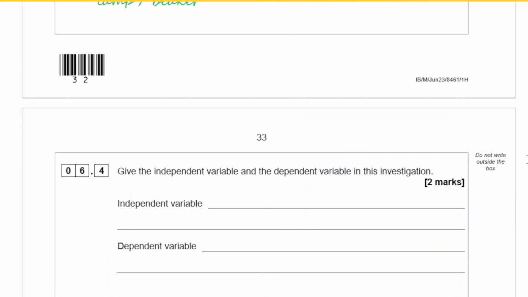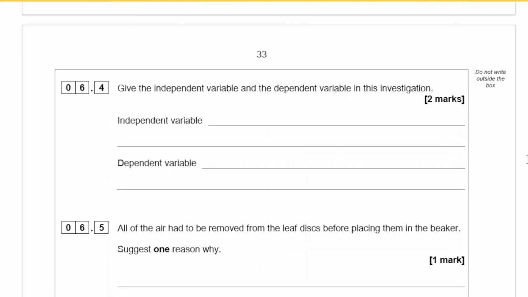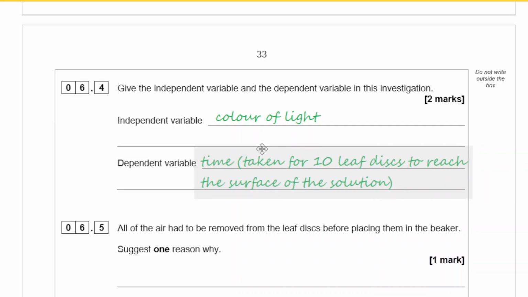Next question. Give the independent variable and the dependent variable in this investigation. Now the independent variable is what you're changing, so that would be the color of light. The dependent variable is what you're actually measuring, which is the time taken for 10 leaf discs to rise to the surface of the solution.